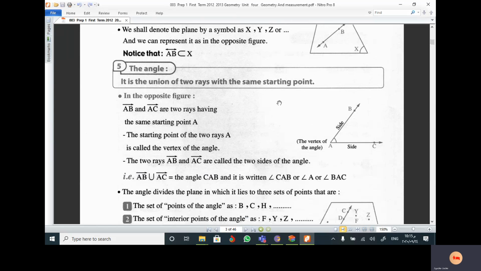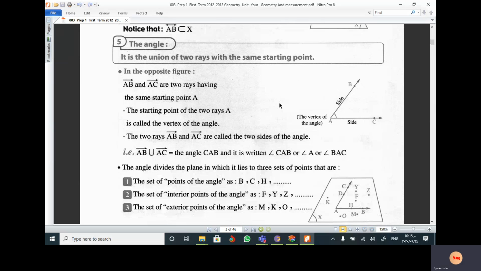Now, the angle is the union of two rays with the same starting point. Ray AC union ray AB, with starting point A, gives you an angle.